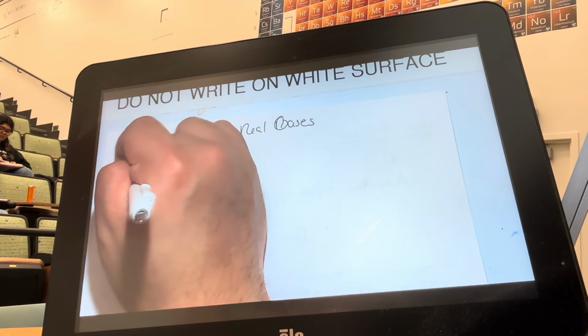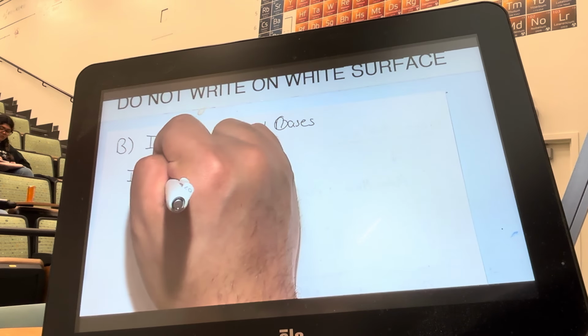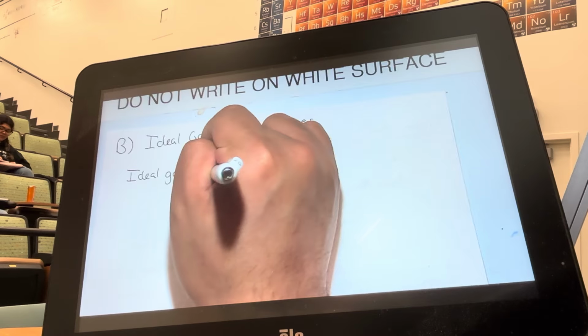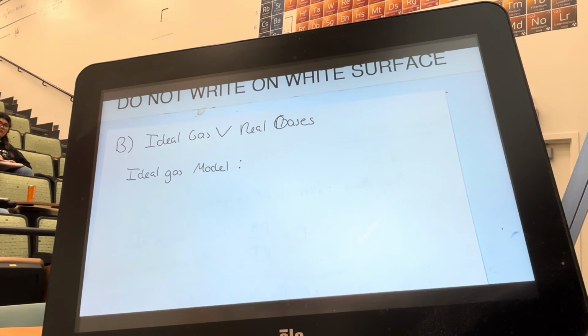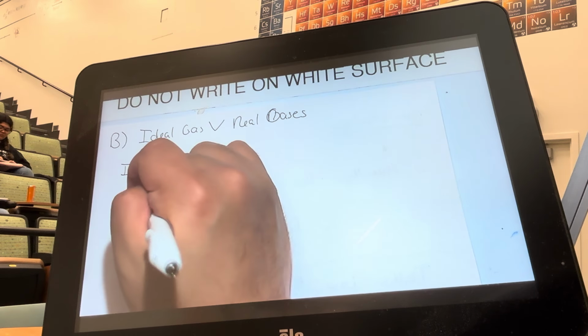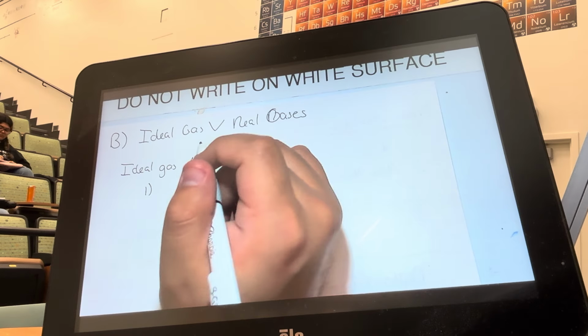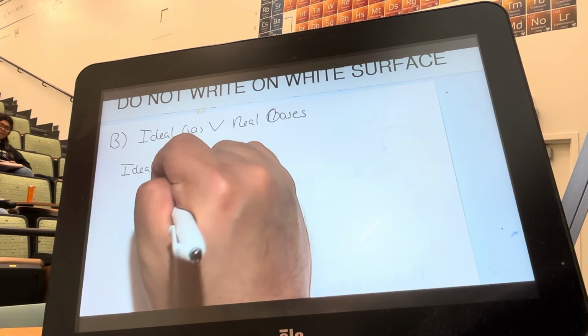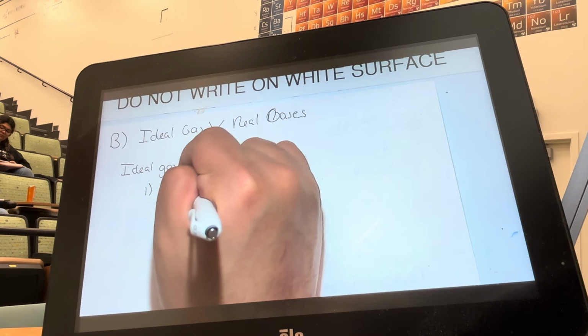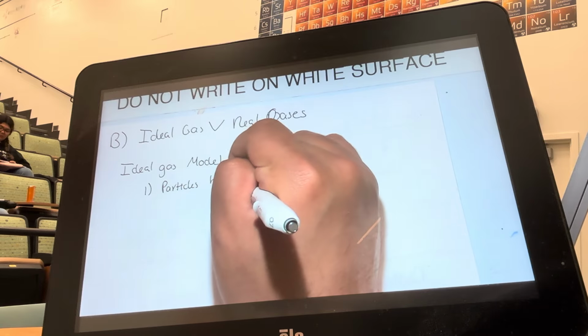So the ideal gas model has its own assumptions. Just to make it clear, we have the kinetic molecular theory of gas assumptions, and now we have, as a subset, the ideal gas theories. And what that looks like is four different considerations. One, particles have zero volume.